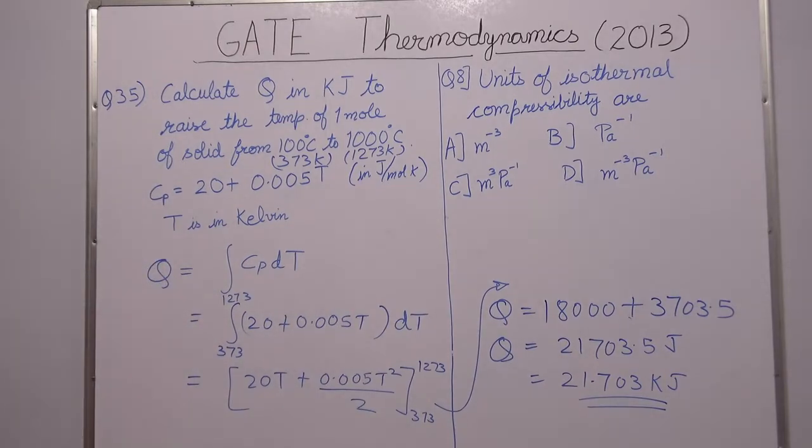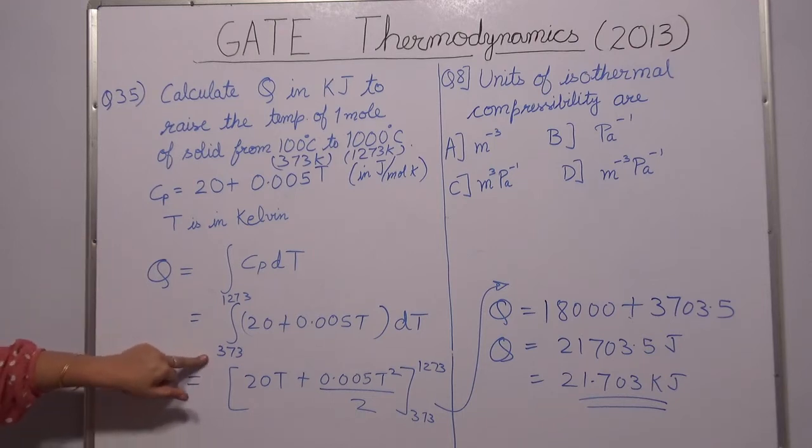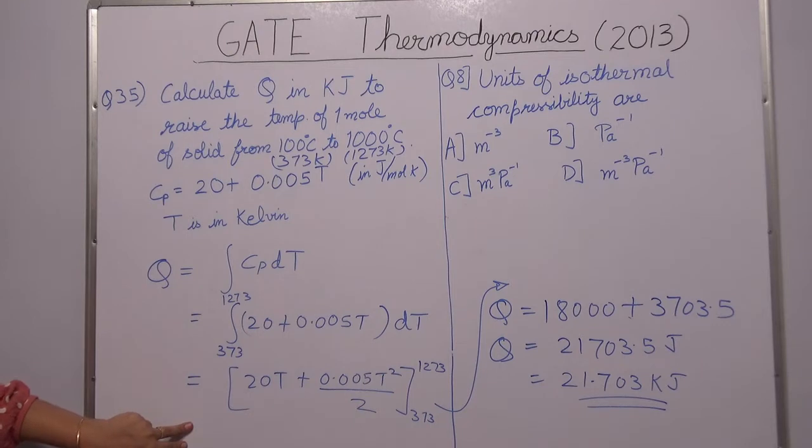So it was a very straightforward problem. The only place where you can make a mistake is while applying the limits. If you put 100 and 1000, then this question will be wrong. Other than that, there was no trick in this problem.